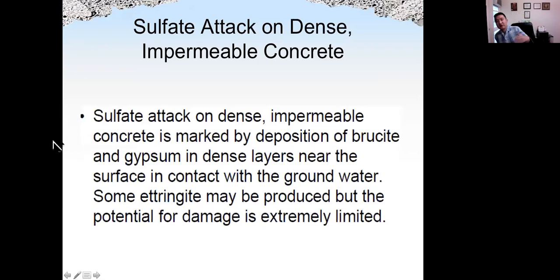So sulfate attack on dense impermeable concrete. Okay. If the concrete is impermeable, has very, very low permeability, okay, we may see a deposit of so-called brucite. So brucite is the name of mineral for magnesium hydroxide, Mg(OH)2. And also gypsum near the surface of the concrete, which is in contact with groundwater. And some aggregate may produce on the surface, but the penetration is not very deep, is very limited.